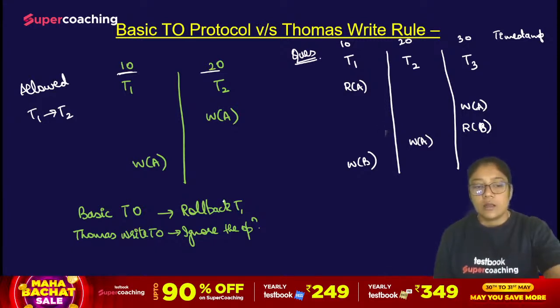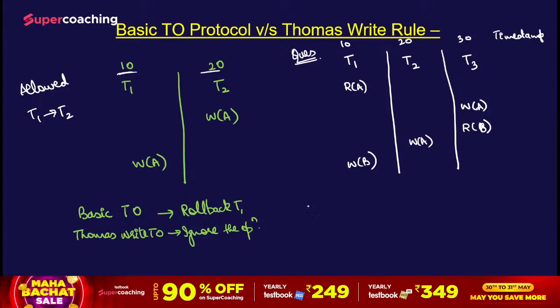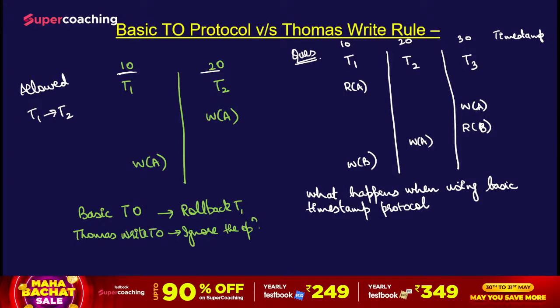execute? Which transactions will roll back or which transactions will execute? You have to return that. So the question here is, what happens when using the basic timestamp protocol? This is case one. And the second one is, what happens if you are going to follow the Thomas write rule timestamp protocol? Just give it a try. What's going to happen here? Can you identify that?